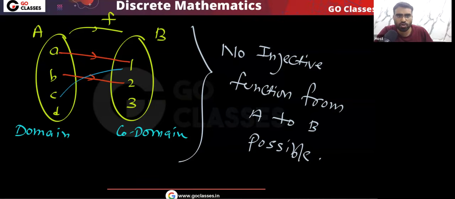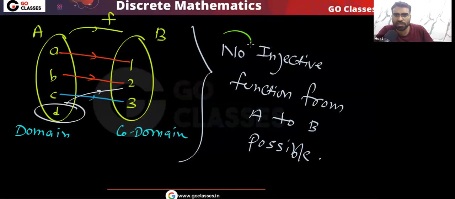So I cannot do that. I cannot do that. So let me do that. Okay, now tell me where you will map D. Where will you map D? If you map this D anywhere, this will not be an injective function, right? Agree with me? So you cannot create any injective function. No injective function from A to B possible.